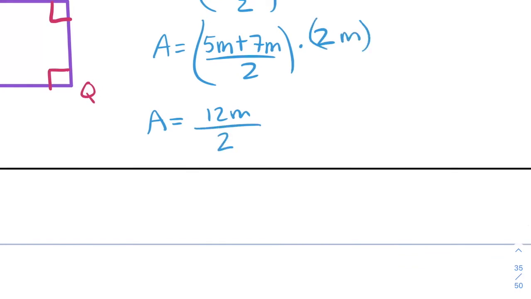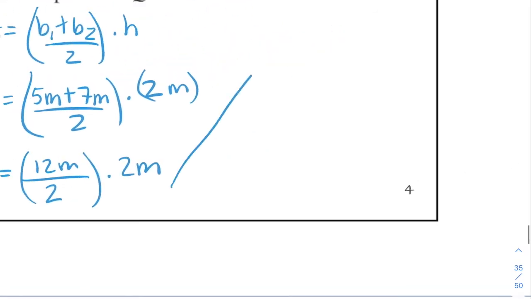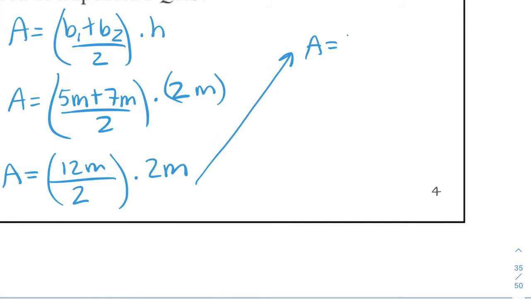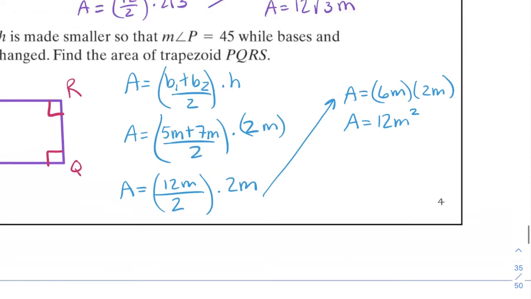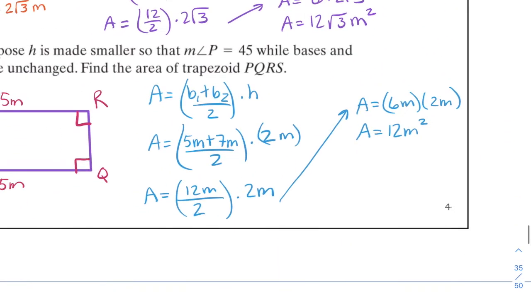So 12 meters over 2 times 2 meters, which will be area equals 6 meters times 2 meters. So area equals 12 meters squared. And we are done.